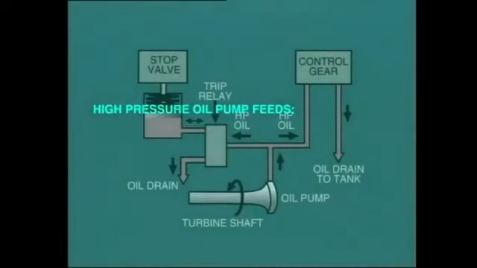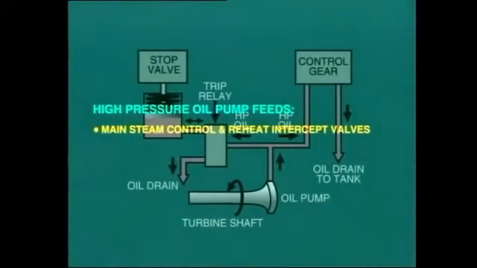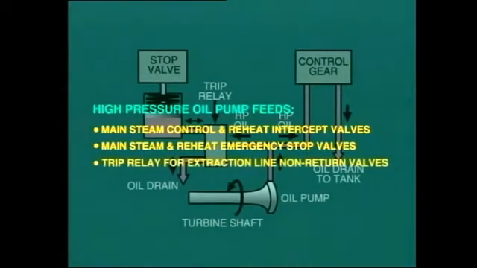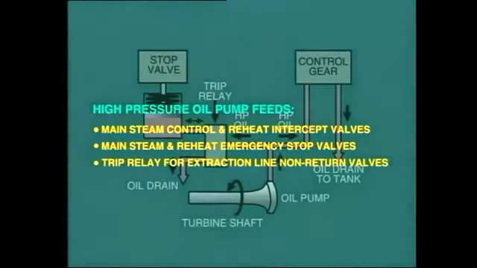The high-pressure oil pump feeds hydraulic oil to control valves, that is, main steam control and reheat intercept valve, emergency stop valves on the main steam and reheat lines, and a trip relay for extraction line non-return valves.